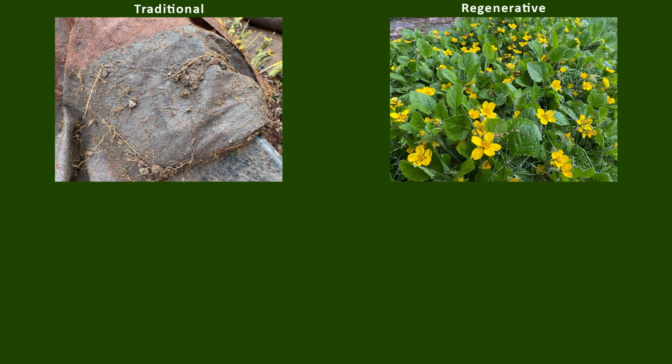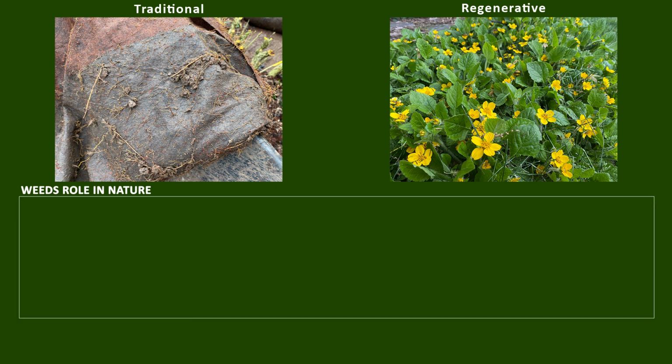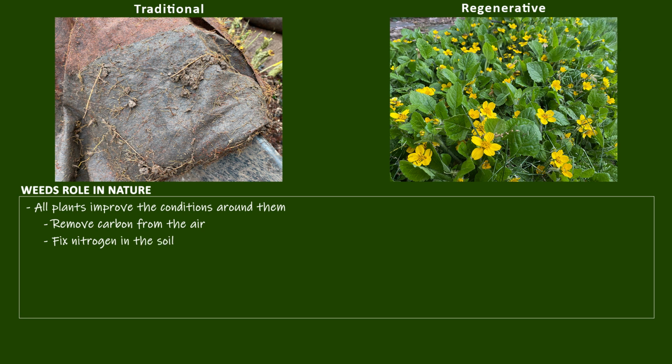First, to understand the differences between traditional and regenerative weed management, I need to explain the role weeds play in nature. Both weeds and all other plants make everything around them better, period. They remove carbon from the air, fix nitrogen in the soil, break up hardpan, stop erosion, and so on. The key for plants to fix these problems is for seeds to be in position, ready to play their role at a moment's notice. For example, if the soil becomes compacted and needs to be broken up, then dandelion seeds are already in the soil and will germinate for their deep taproot to break up the hardpan.